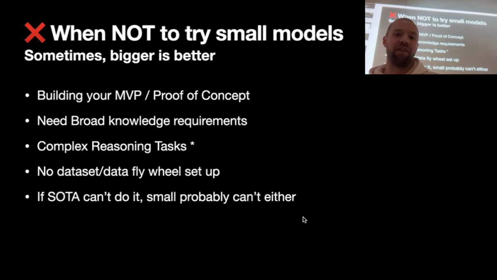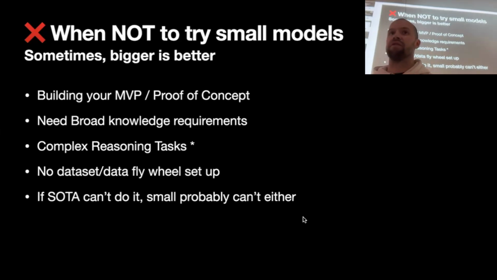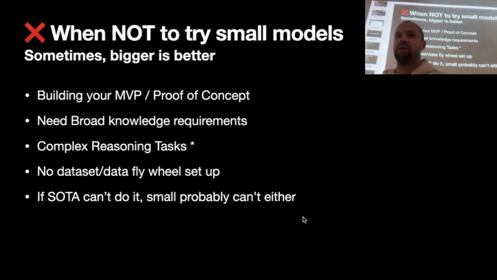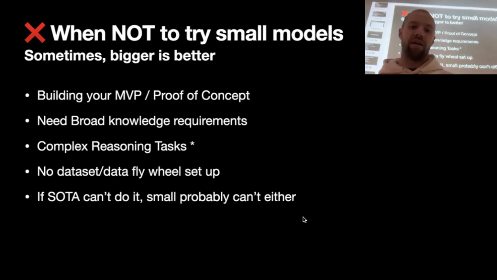I also want to bring up when I think not to use small models. I honestly think when you're building your MVP or proof of concept, just use the best model that's out there. If the best model that's out there can't do it, then you probably aren't going to be able to do it with a small model anyways. And it's not until you get real customers coming through and a real load of data that you even know what you might want to optimize a small model for. So you might as well just build it with the biggest and best.